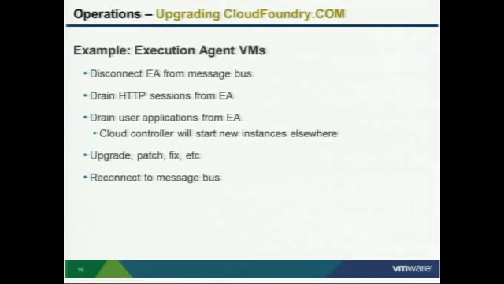So the cloud controller will then start up another. If you have said, I want 5 instances, and after shutting down the VM we now have 4, then we tell the cloud controller, hey, go make sure we actually have 5. And then we're ready to patch, upgrade, fix, do whatever we want on that VM. Once we're done, we just reconnect to the message bus, which means that the execution agent will start responding to application requests again. We have this fully automated, so we can do this for thousands of execution agents within a couple of minutes.